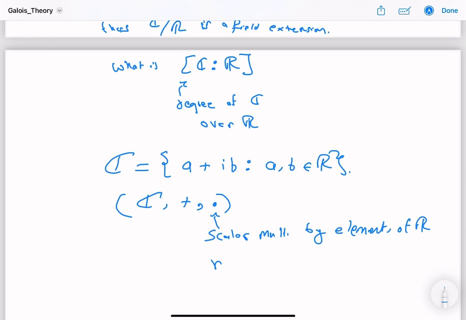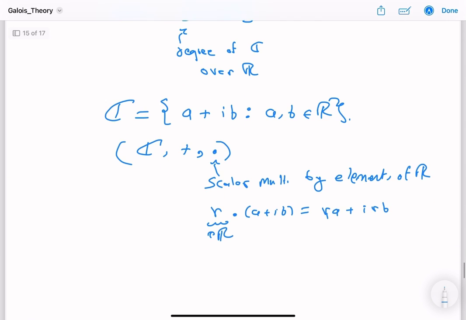We take a real number r. And what we do is that we multiply an element a plus ib in the usual sense. We multiply it: ra plus irb, right? So this is how we're defining scalar multiplication. And when we do this, we get a vector space C over R. And the question is, what's the dimension of C over R? What's the dimension of the vector space C over R?